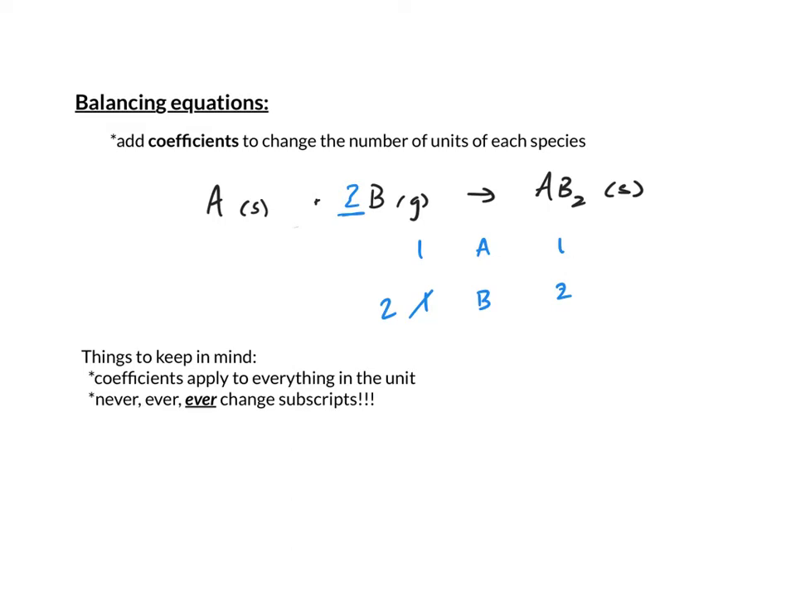So a couple of things to keep in mind about this idea of a coefficient. The coefficient applies to everything that follows in the unit. So for example, if I have zinc chloride and I put a coefficient in front of it, so I put a 2 in front of it, that 2 applies to the zinc, but it also applies to the chlorine. So this gives me 2 zinc and 4 chlorine within that species of the reaction.